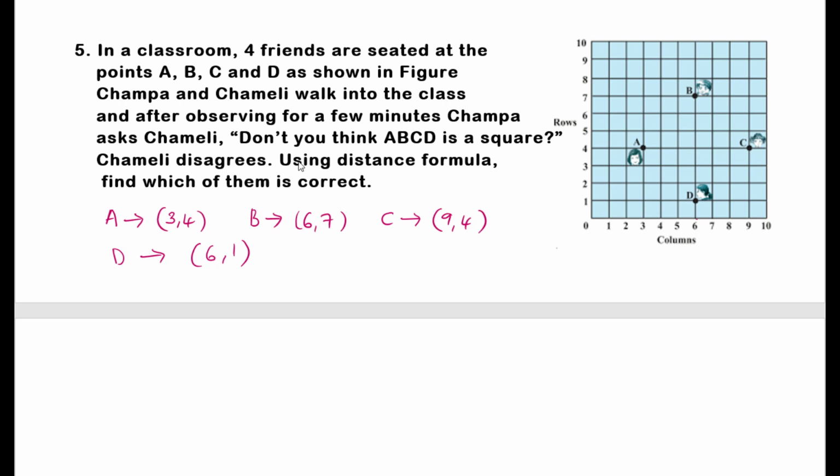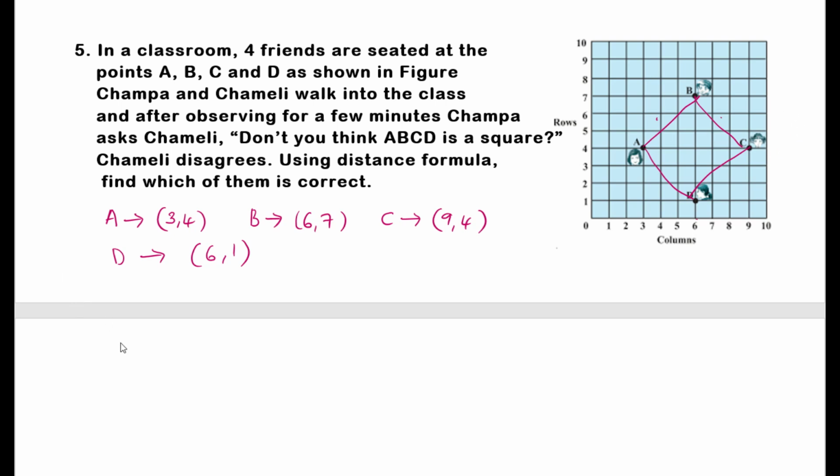how to check what is the condition to become a square? The first condition is all the sides of a square will be equal. Therefore, what we'll find out? We'll find out the length AB, then BC, then CD and DA. If you find all these lengths, that is AB, BC, CD and DA are equal, then we can say that ABCD forms a square, else it does not form a square.